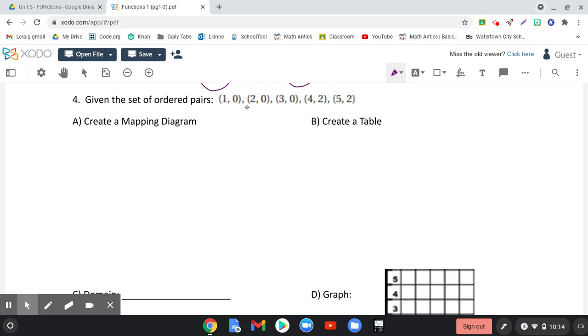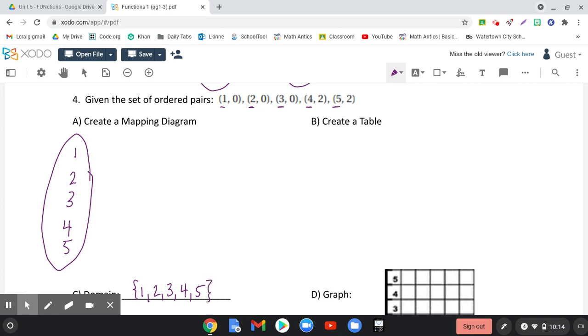You can find the domain and range just by looking up here. So your domain is 1, 2, 3, 4, 5. All right, 1, 2, 3, 4, 5. And again, you could put it down here if you want. It's a list, 1, 2, 3, 4, 5. So we put commas in the brackets. Now your range is 0, 0, 0, 2, 2. So your range is just 0, 2.